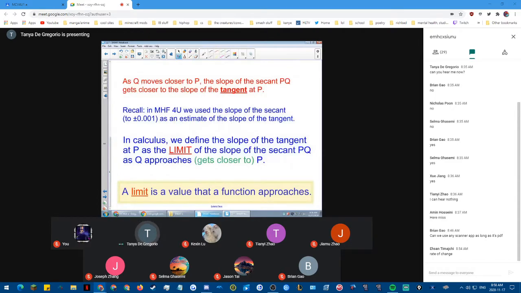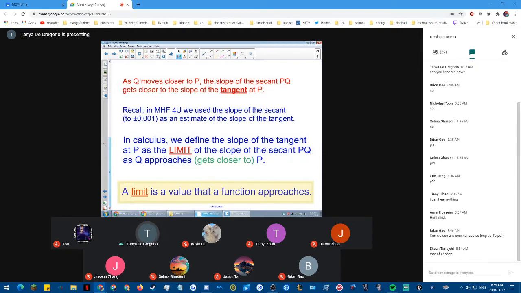Now, in MHF, you guys didn't learn about limits. Without learning about limits, you cannot find the slope of a tangent exactly. So what you did was find the slope of a secant, which is just y2 minus y1 over x2 minus x1, but you chose points that were really close together. So you approximated the slope of the tangent by choosing a point that was so close to it. In this course, we're going to find it exactly by taking what's called a limit.